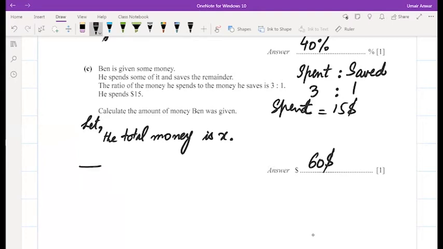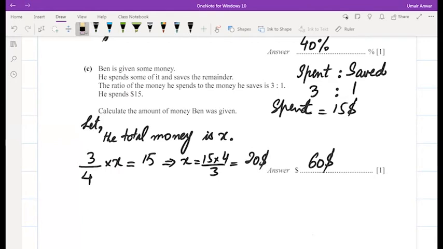For that, we are going to write here 3, which was the share he spent, and the total amount by adding the two numbers of the ratio is going to be 4. We are going to multiply it by the total money that we have, supposed to be X, and the answer is going to be 15. So by solving this fraction, 15 into 4 divided by 3, we are going to get the answer to be $20. So the final answer that we are getting here is $20 for this part. So he was given $20.